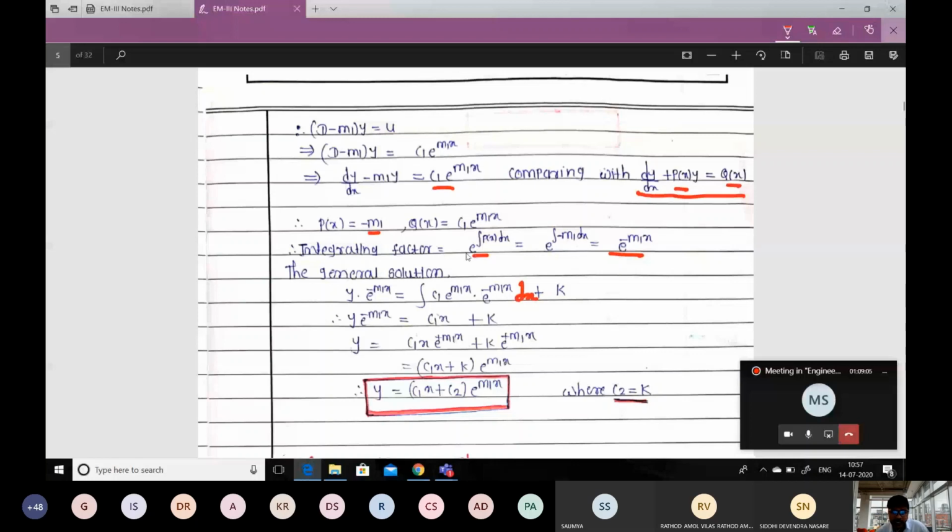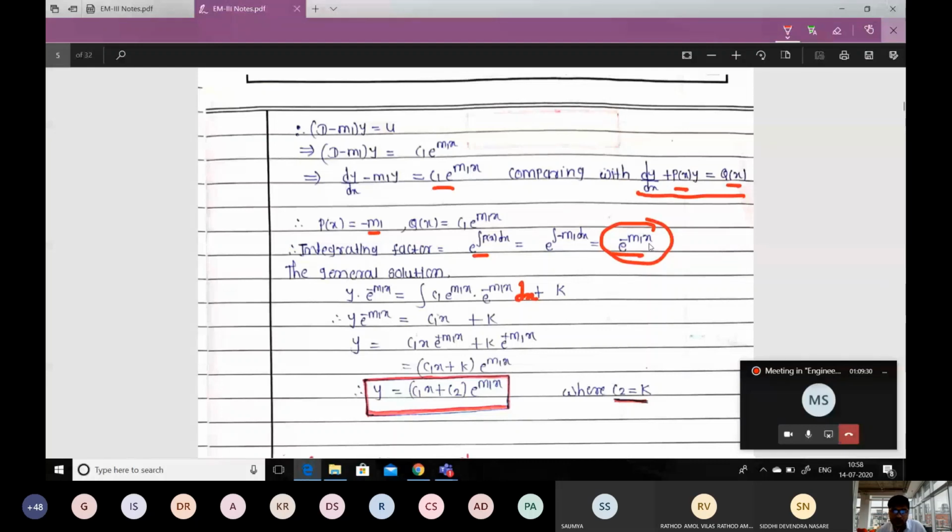So the formula for integrating factor is what? E to the power integration of p of x dx. And what is the value of p of x? P of x is nothing but the minus m1 after comparing with this differential equation. So I'm just putting that value, e to the power integration of minus m1 dx, but minus m1 is just a constant we can take outside of the integral. So what is the integration of dx? Integration of dx is nothing but x. So we get this as the integrating factor, e to the power minus m1x.